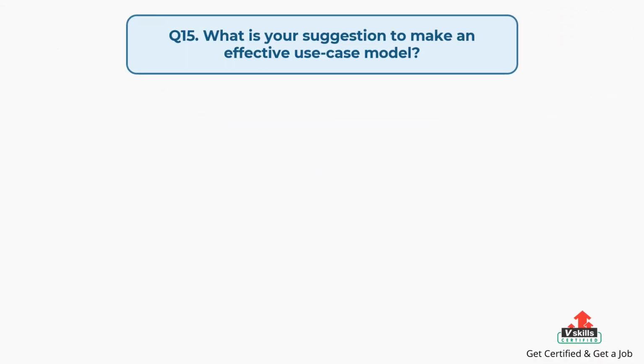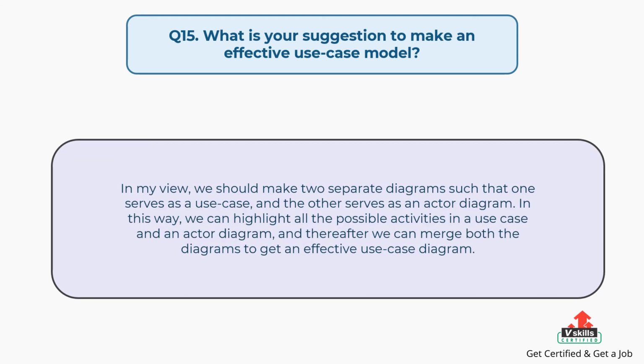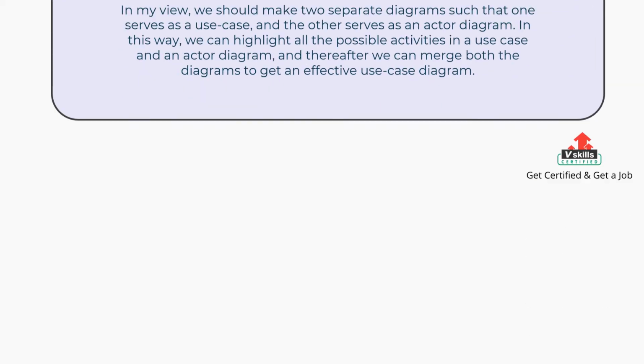Question number 15. What is your suggestion to make an effective use case model? The answer is, in my view, we should make two separate diagrams such that one serves as a use case, and the other serves as an actor diagram. In this way, we can highlight all the possible activities in a use case in an actor diagram, and thereafter we can merge both the diagrams to get an effective use case diagram.